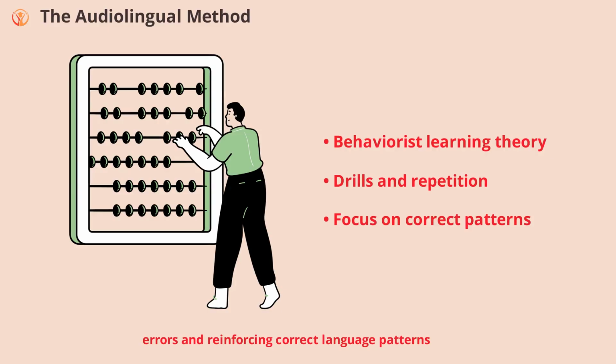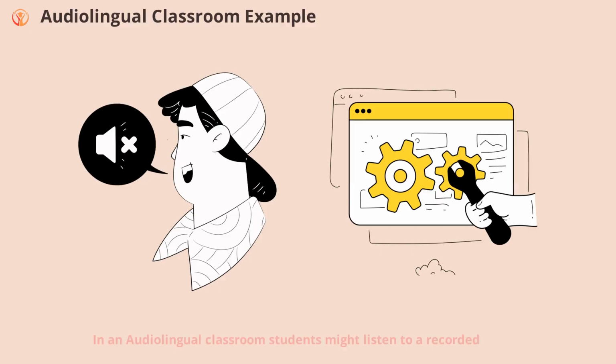In an audiolingual classroom, students might listen to a recorded dialogue and repeat it several times. The teacher leads substitution drills, where students change one word in a sentence and repeat the new version. The emphasis is on accuracy and automaticity, with little focus on meaning or real-life communication. While this method can build strong language habits, it may not fully prepare students for spontaneous conversation.